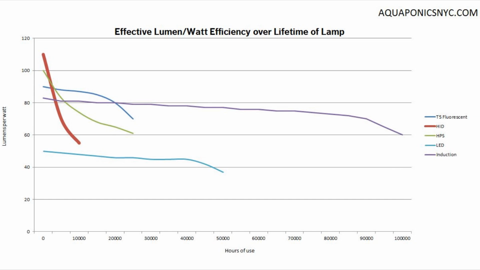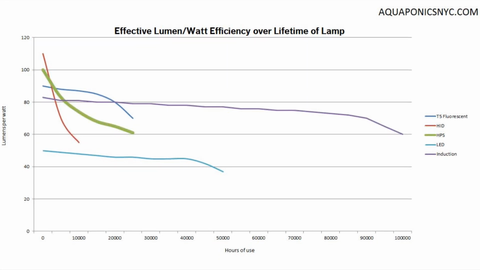HID is the most efficient bulb, but only for the first few thousand hours, as we see a rapid decline in its efficiency. It needs the most frequent replacement of all the technologies. HPS also degrades quickly, but will last you longer. Fluorescent bulbs are well known for their efficiency and do last a few years. The bulbs are low wattage, so you need many to do the same work as our other technologies.